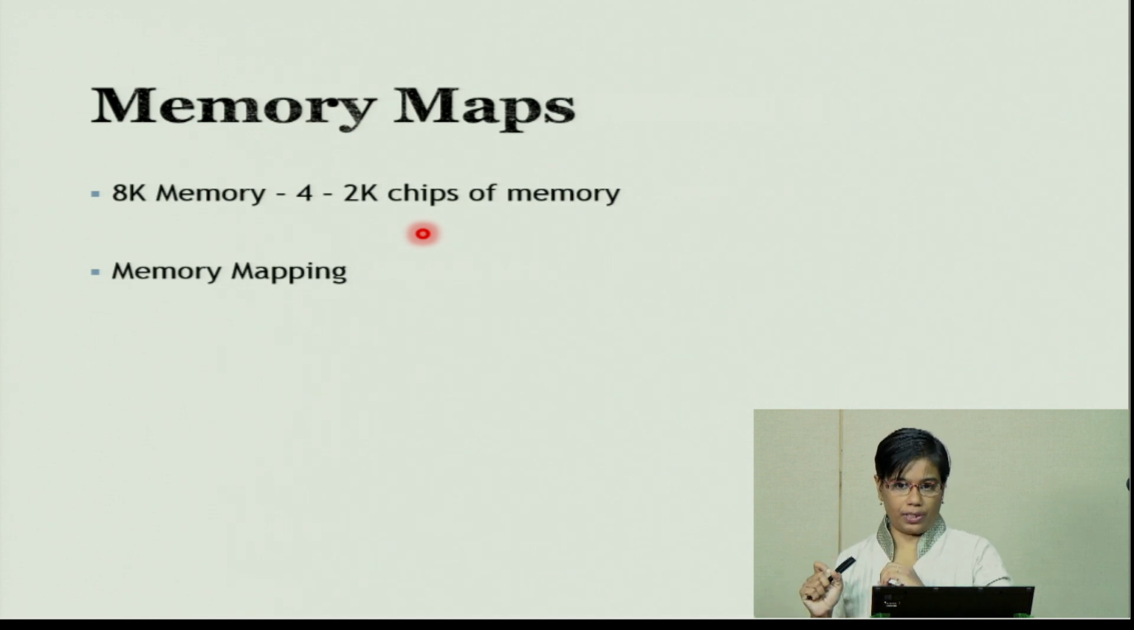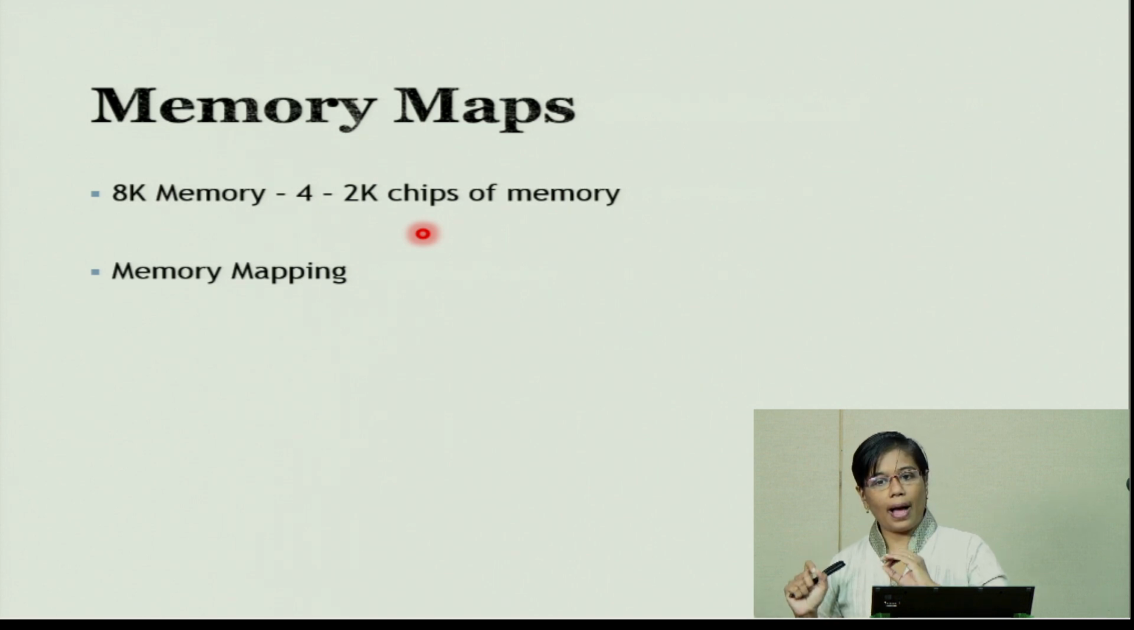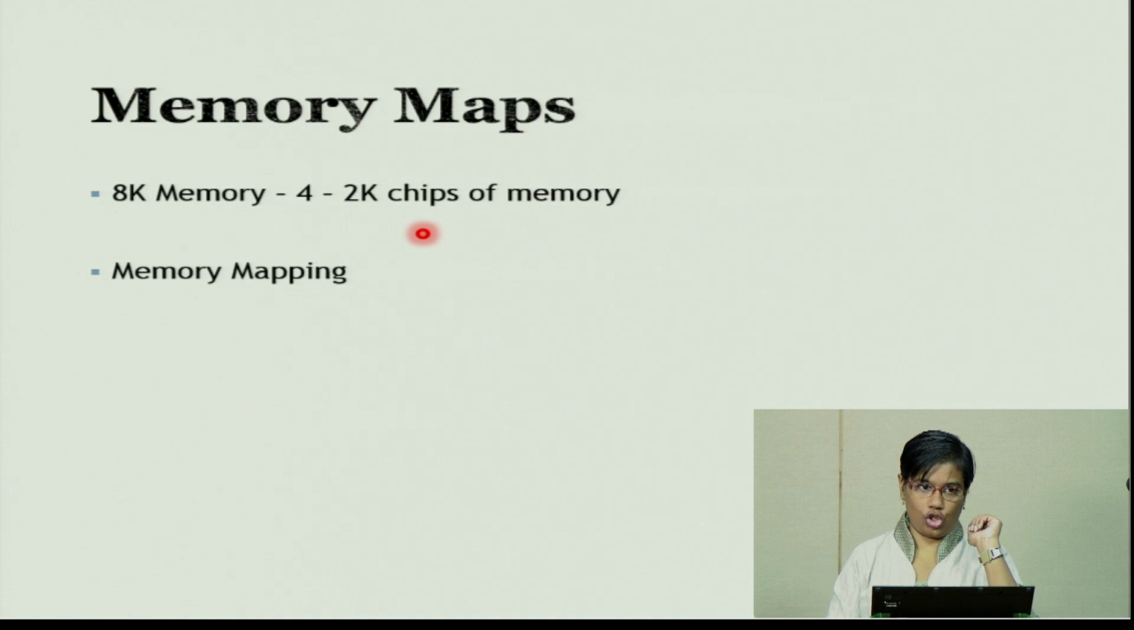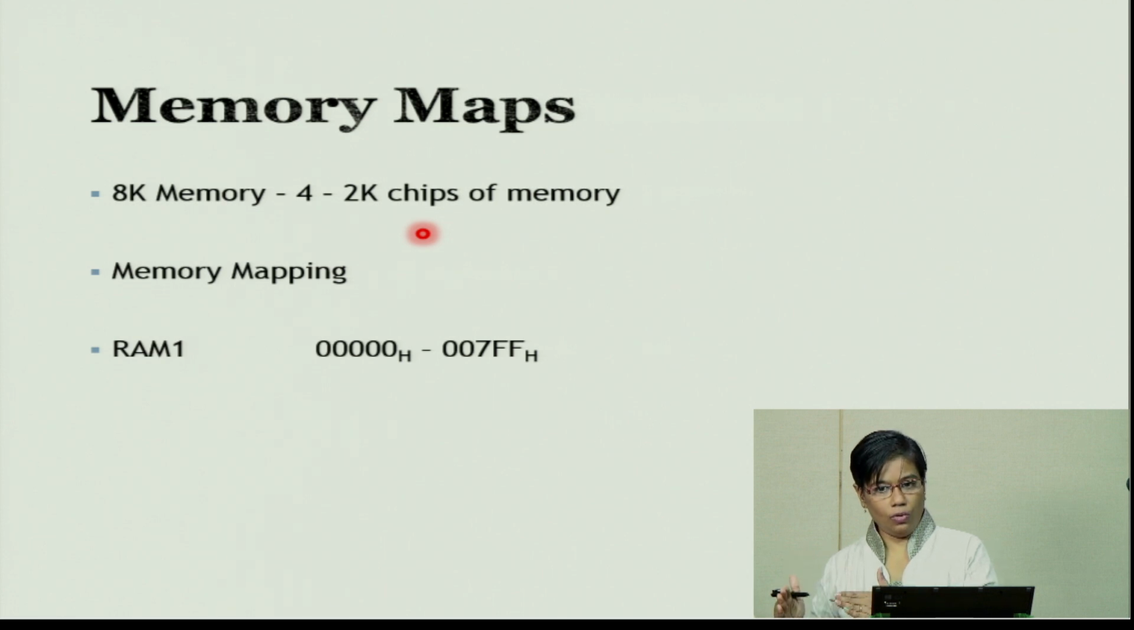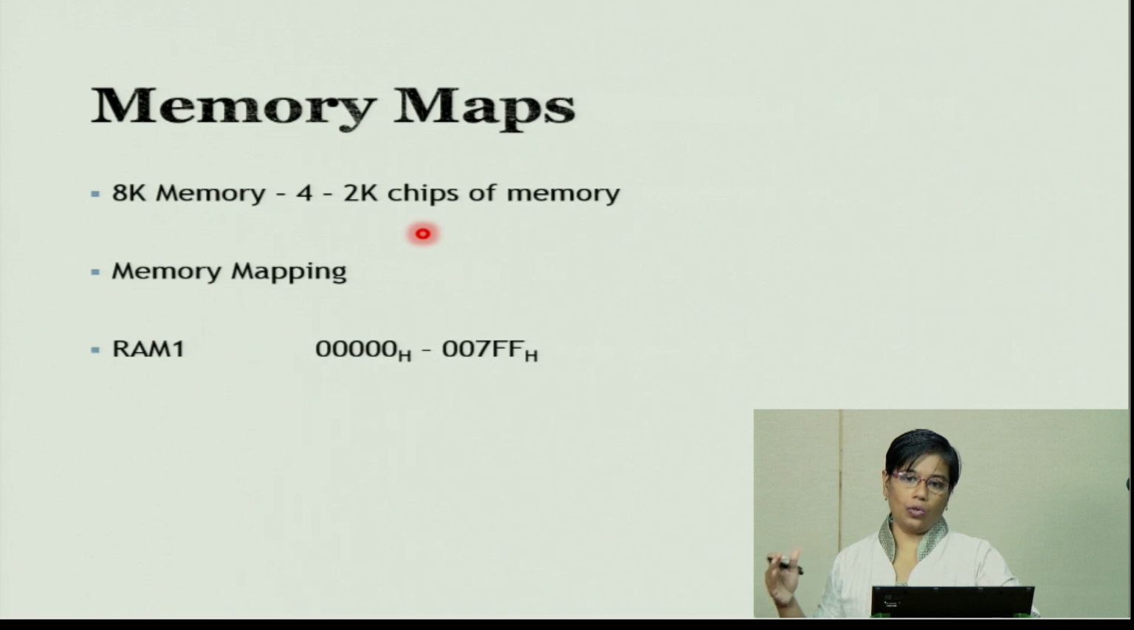These are 2K chips. Since they are 2K chips, you have to allocate 2 kilobytes of addresses to each memory chip. If I talk about the first RAM, let's say it starts from address 00000. The last address available for this would be 007FF. This is a total of 2K addresses allocated to RAM1. So RAM1 is going to be activated for any of these addresses, from 00000 to 007FF.